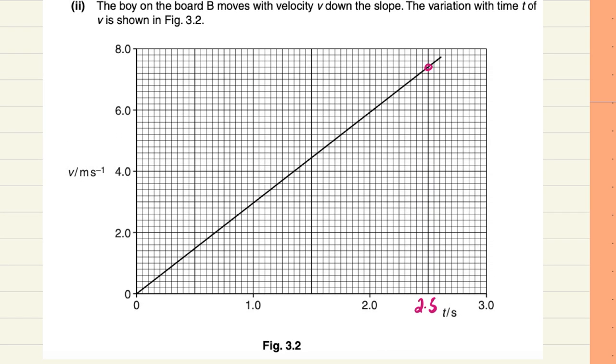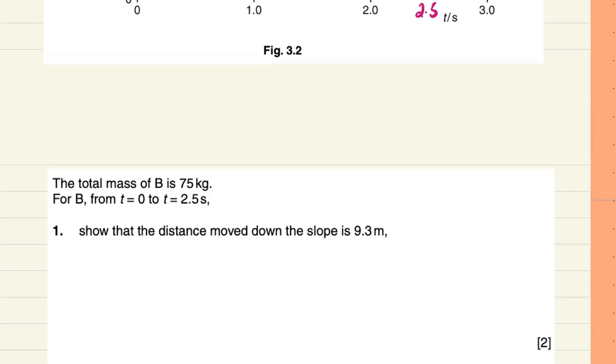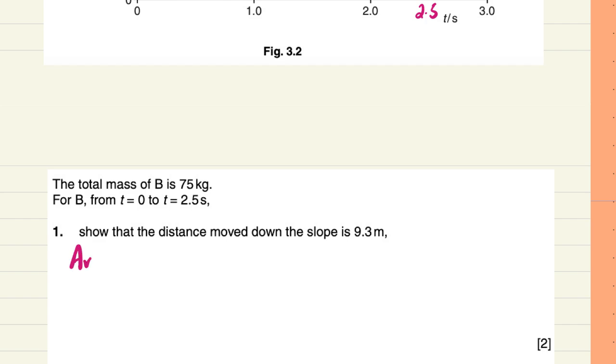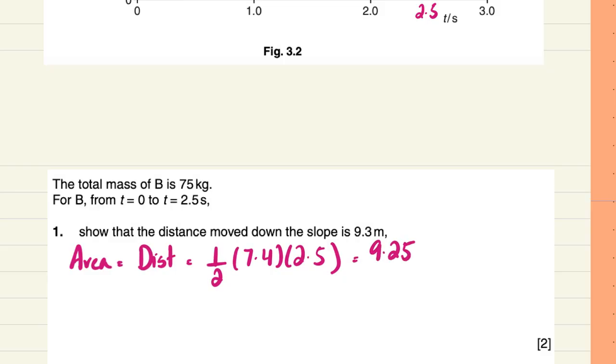Because this is a velocity-time graph, let me also write this on the side. This is good practice to have even before going into the question. Gradient is acceleration, area gives me the displacement or the distance in this case. So area is distance, which is half into 7.4 into 2.5. So 7.4 divided by 2 into 2.5, which is 9.25. So 9.3 meters to 2SF.